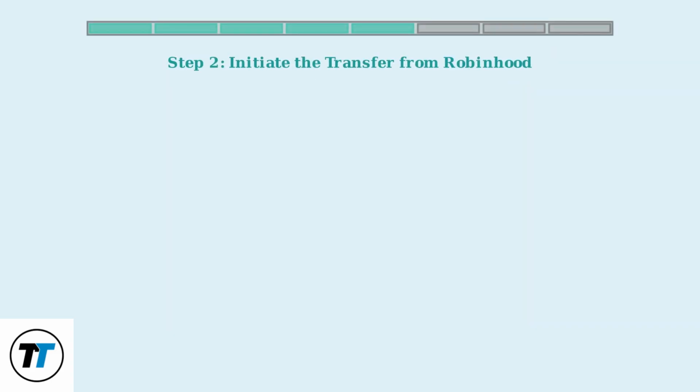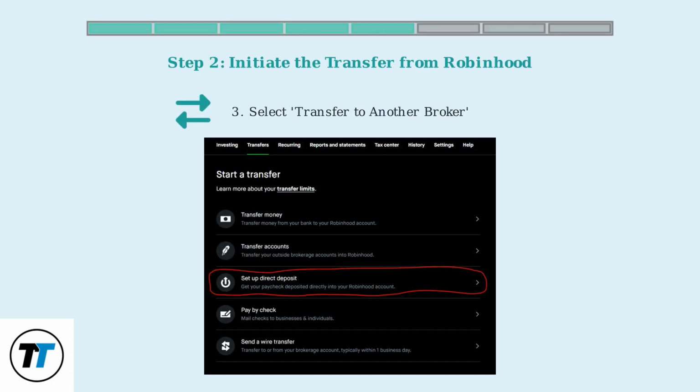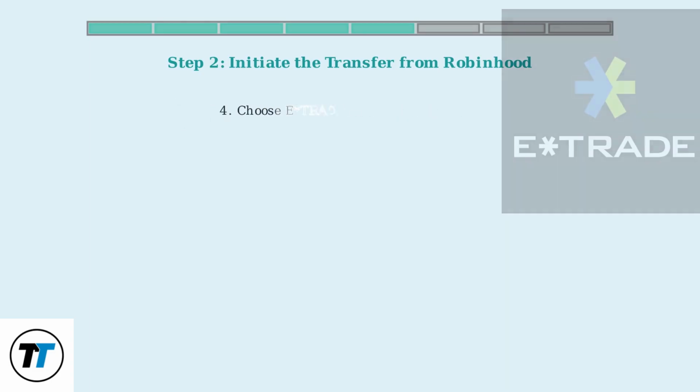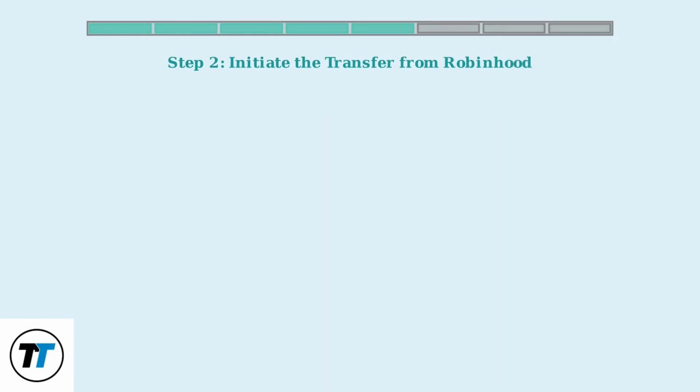Now we'll initiate the transfer from your Robinhood account. First, log into your Robinhood account through the app or website. Next, go to Settings, then select Transfers. From the Transfers menu, choose Transfer to another broker. Select E-Trade as your receiving brokerage firm. Enter your E-Trade account information, including the DTC number 0099. Robinhood introduced a transfer hub in 2025 to streamline this process.